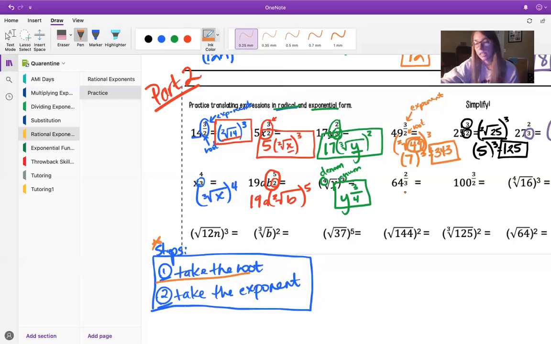Next, 64 to the 2/3. Our denominator is our root. Numerator is our exponent. So we have the cubed root, 64 squared, referring back to my steps down here. Cubed root of 64, what can we multiply by itself 3 times to give us 64? That answer is 4. Just kidding. 8. Nope. It's 4.